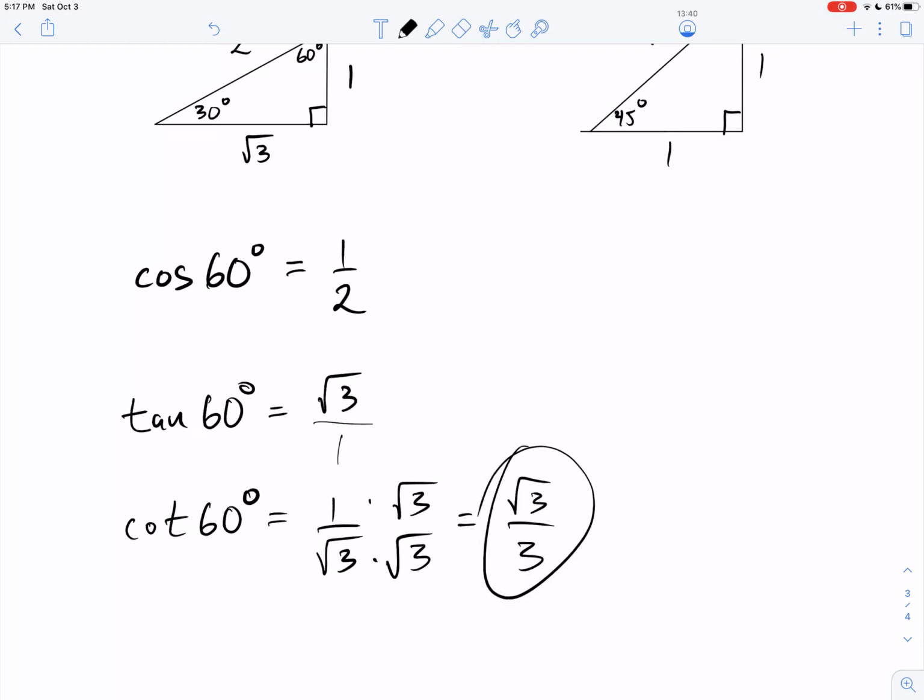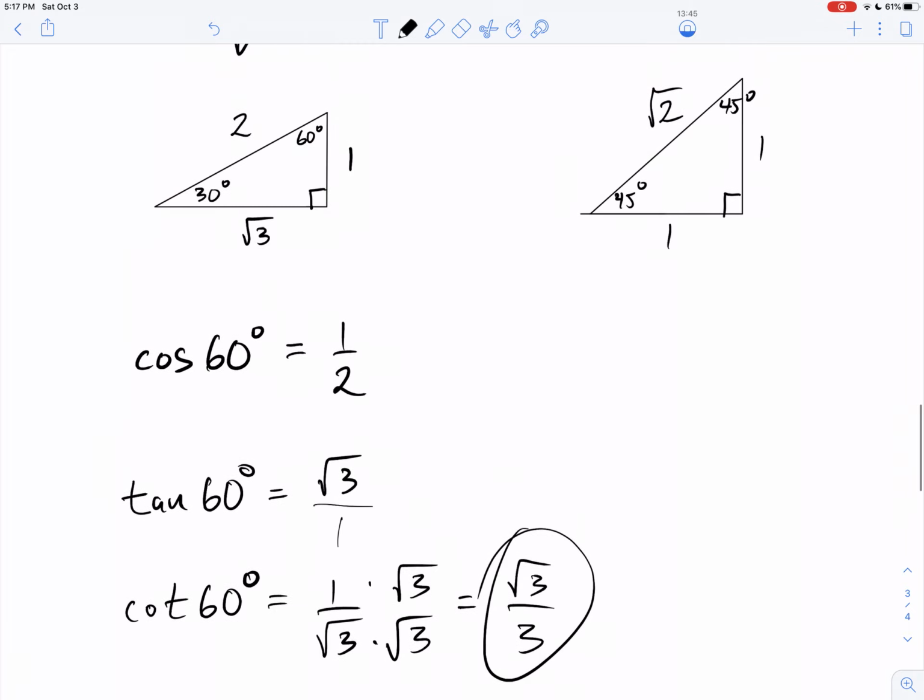Exact values. We always deal in exact values. Okay, well, what if they wanted to know the cosecant of 45 degrees? Well, here's where it gets weird. I am a math guy. I love math, I really do. But my brain does not think in terms of cosecant right off the bat. I do not think in terms of cosecant.